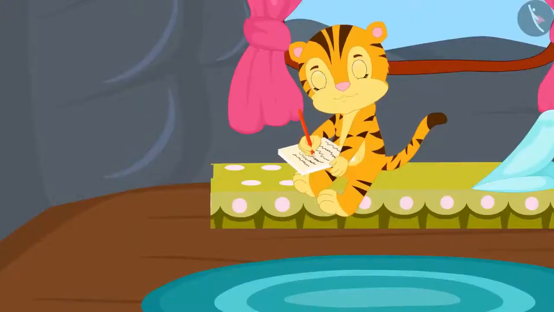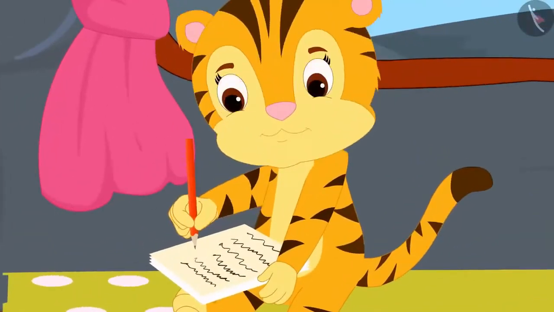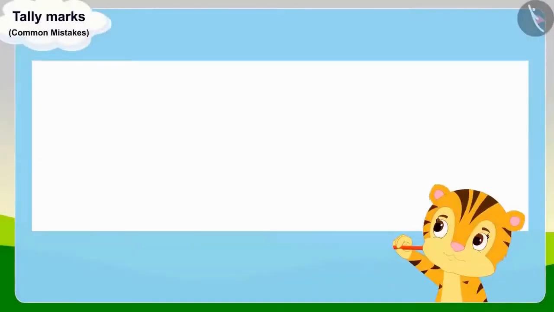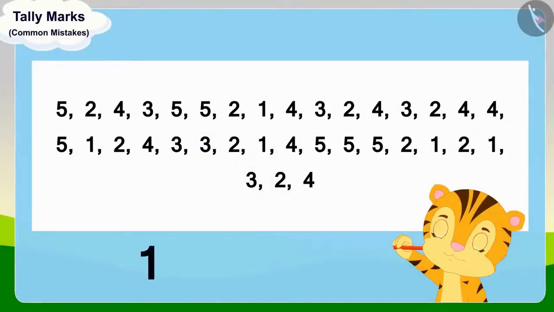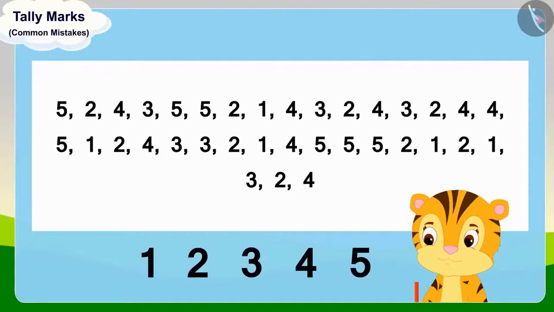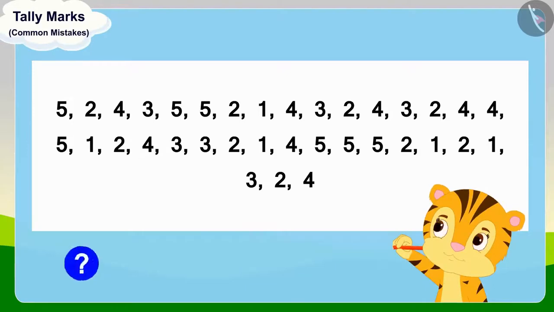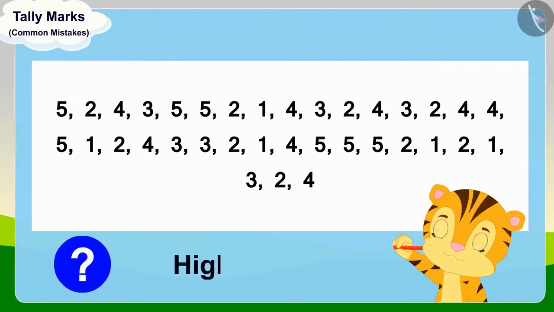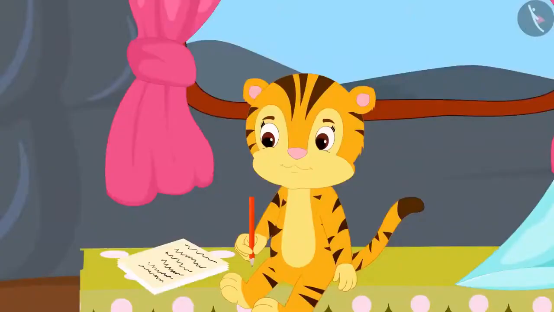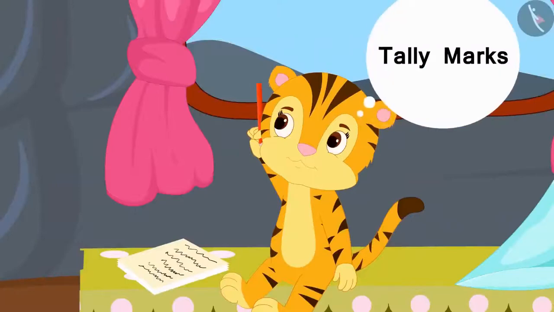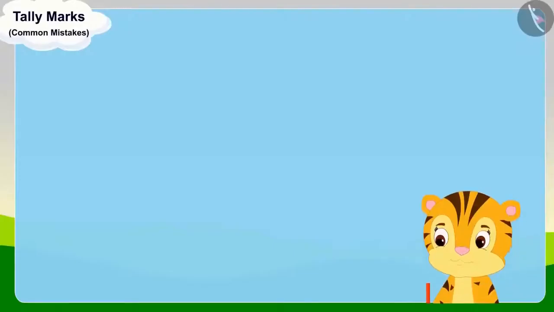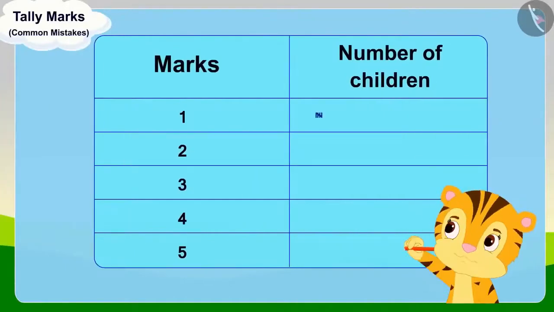Mrs. Khan checked the math exam paper taken in class today. She wrote the marks of all the children on one paper. The marks obtained by the children are between 1 and 5 marks. Mrs. Khan is now thinking, how many children have got the highest marks? Then she thought, why not use tally marks to find that out? She created such a table using tally marks.